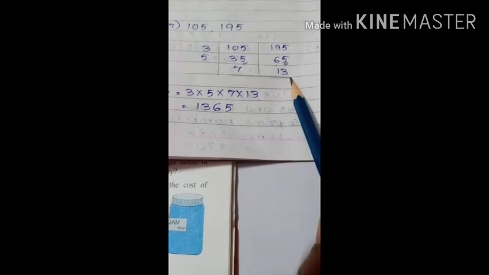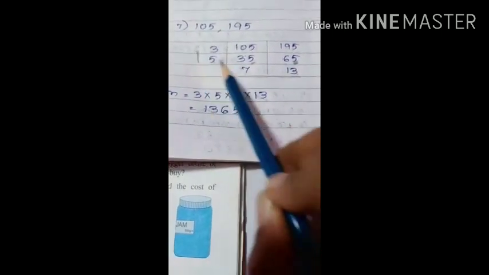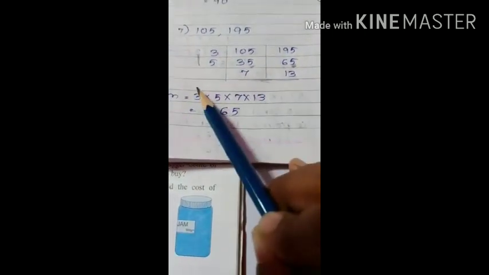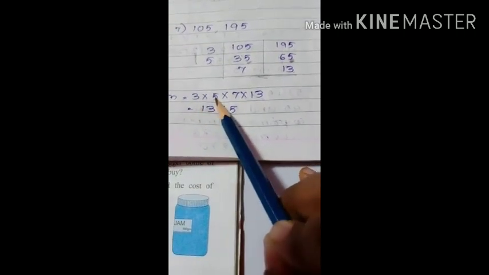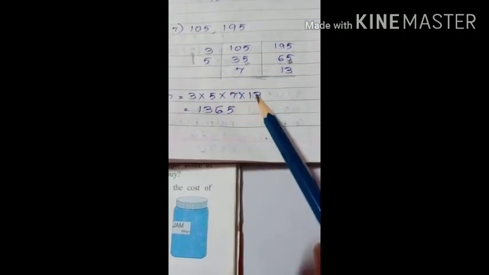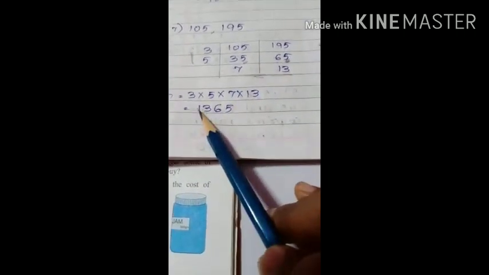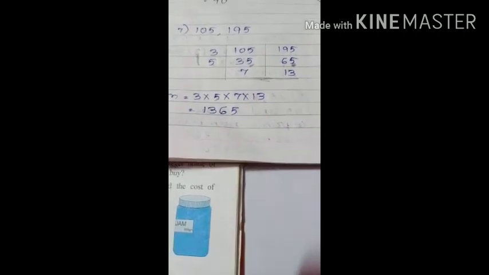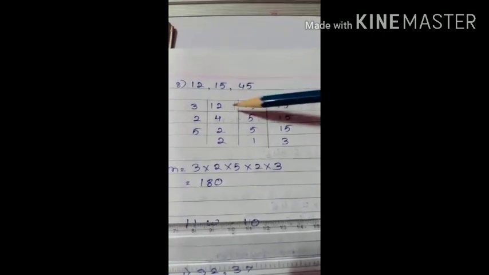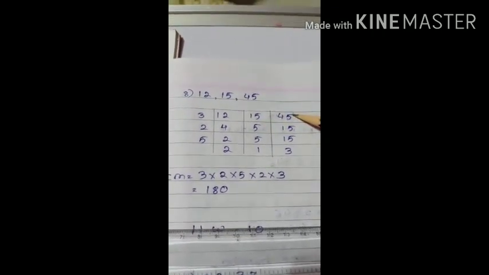So what will the LCM be? These factors and these factors. So the LCM is 3 multiplied by 5 multiplied by 7 multiplied by 13. The answer will be 1365. Now the 8th one. 12, 15, 45.